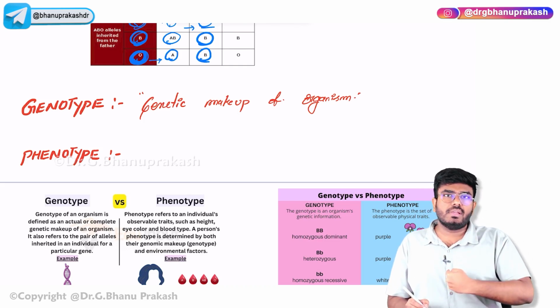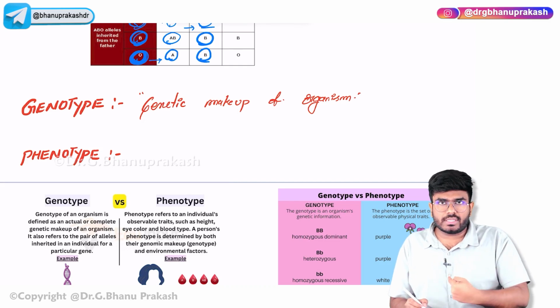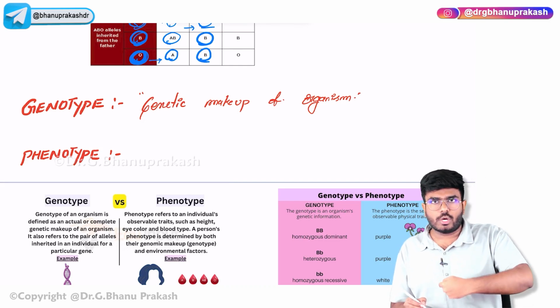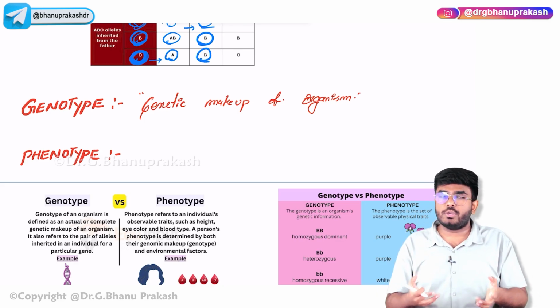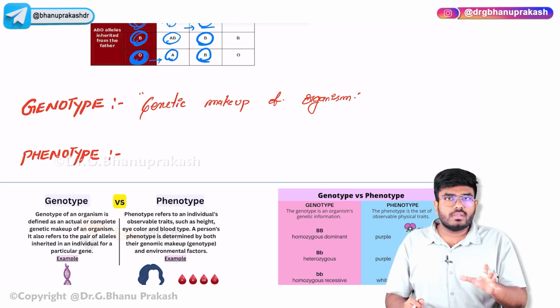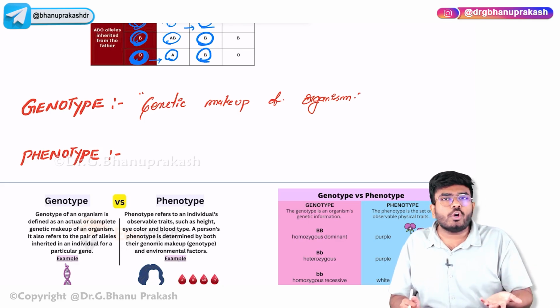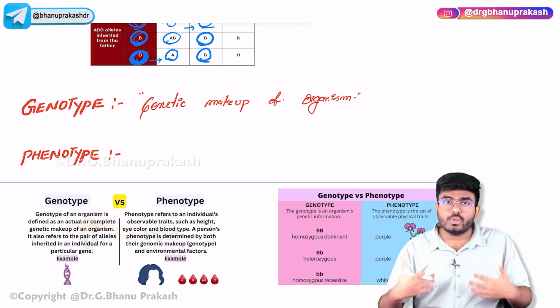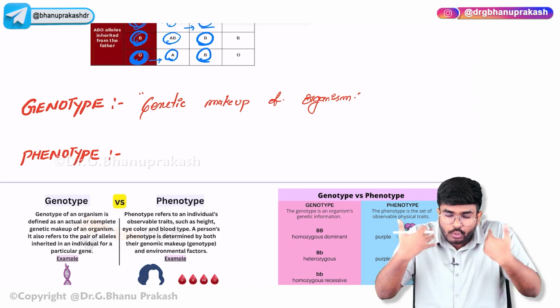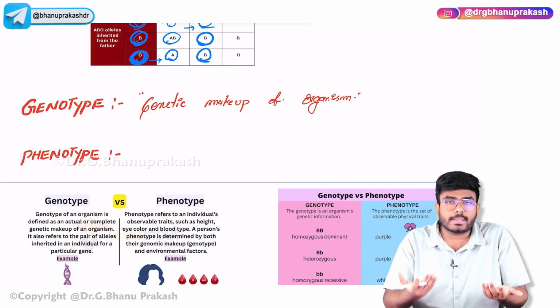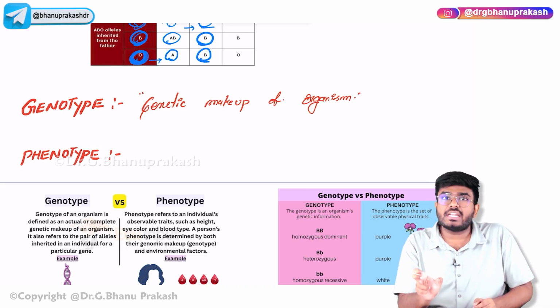For example, me. Am I having capital T small t, or one capital T and one small t? So what is the genetic makeup which is present within the cells? You cannot see it directly. That is called a genotype. Then what is phenotype, sir? My appearance, what you can see, what is getting expressed. So phenotype is what you can see. Genotype is the genetic makeup.